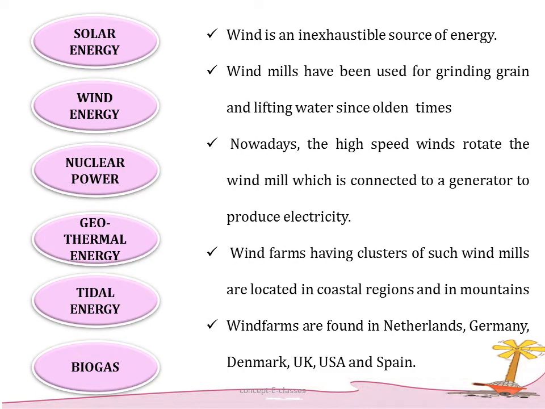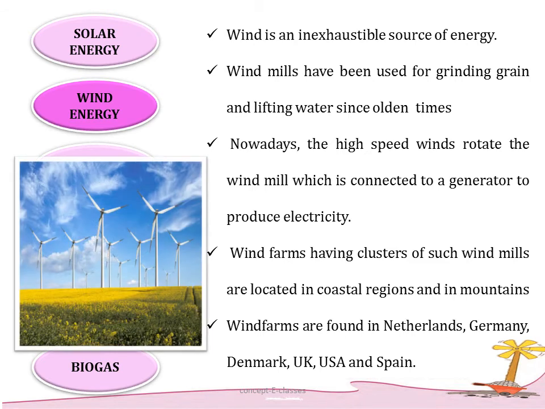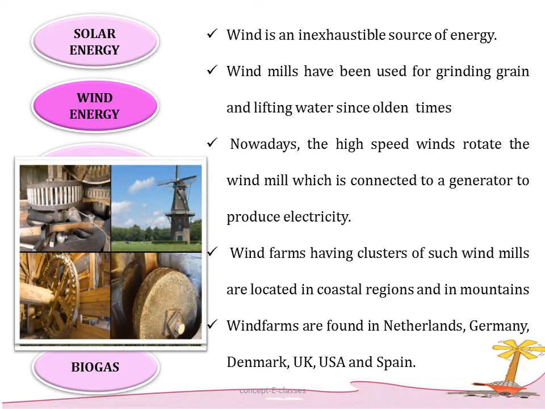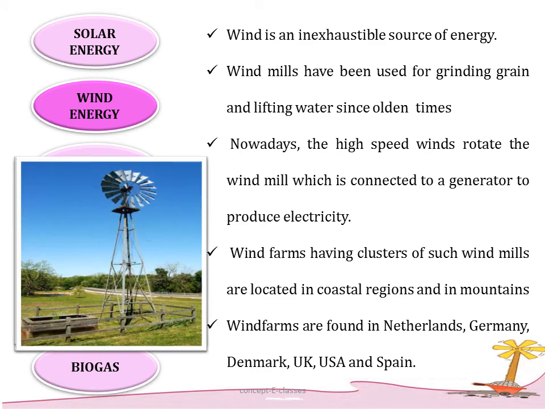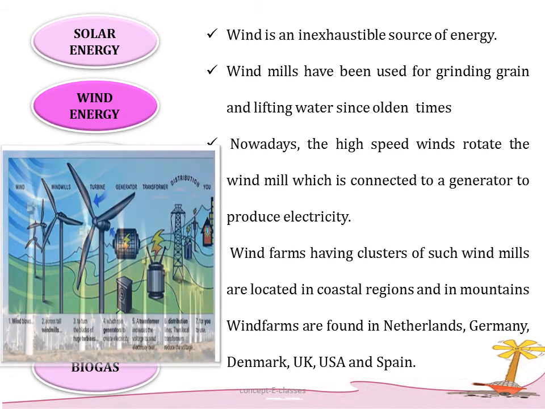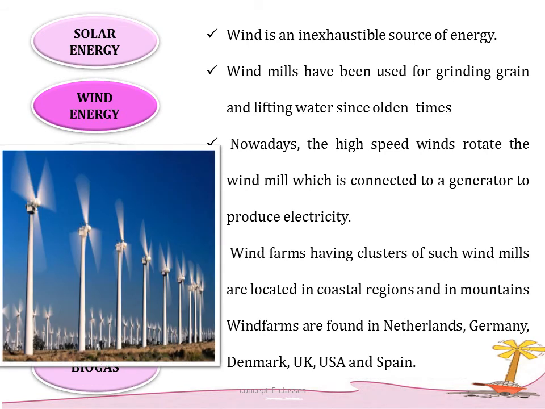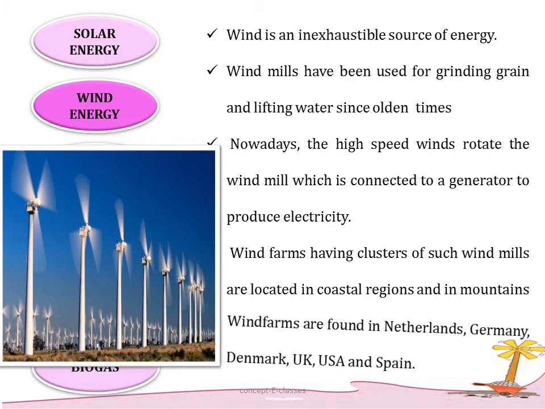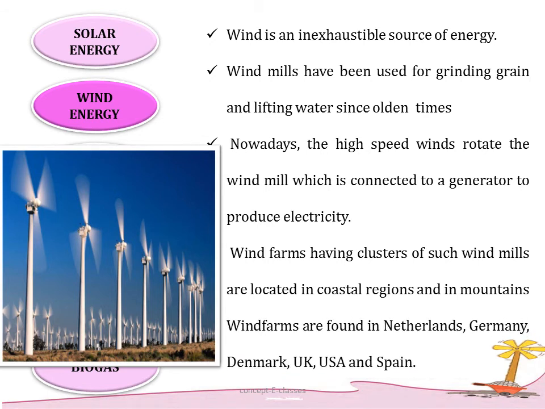So the next non-conventional source of energy is wind energy. Now wind is an inexhaustible source of energy. Windmills have been used for grinding grains and lifting water since olden times. But in modern times, the high-speed wind rotates the windmill, which is then connected to a generator to produce electricity. Wind farms have clusters of such windmills and are located in the coastal regions and in mountain passes where strong and steady wind blows. Wind farms are found in Netherlands, Germany, Denmark, UK, USA and Spain.